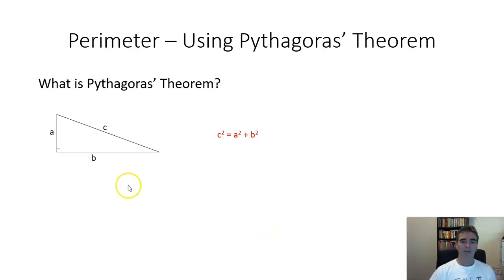Well, in any right angle triangle, the square of the hypotenuse is equal to the square of the other two sides added together. Okay, so the majority of people will now know c squared equals a squared plus b squared is Pythagoras' theorem.